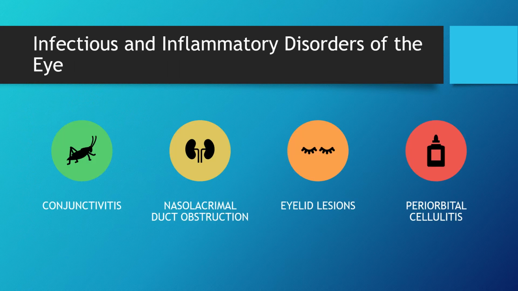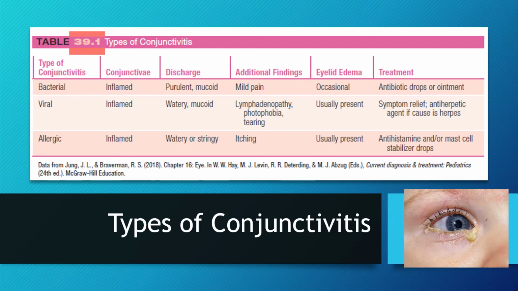So some of the infectious and inflammatory disorders that we're going to look at are conjunctivitis, nasolacrimal duct obstruction, eyelid lesions, and periorbital cellulitis. Conjunctivitis, also known as pink eye. This inflammation can be viral, bacterial, or allergic in nature.